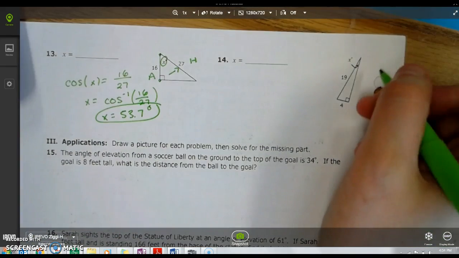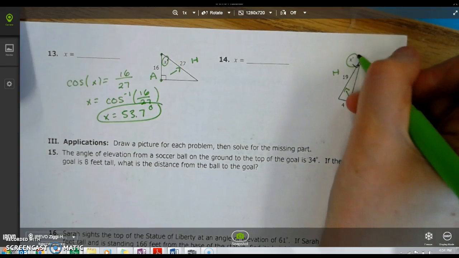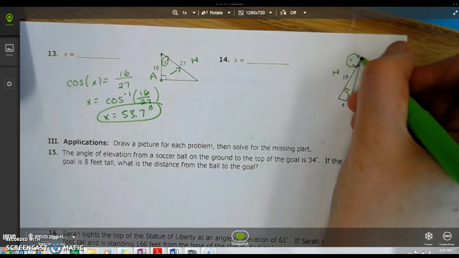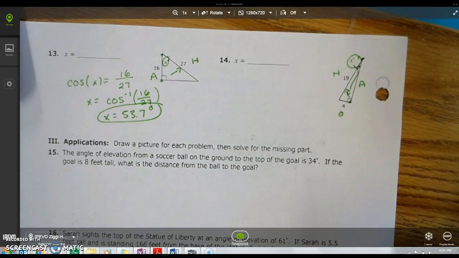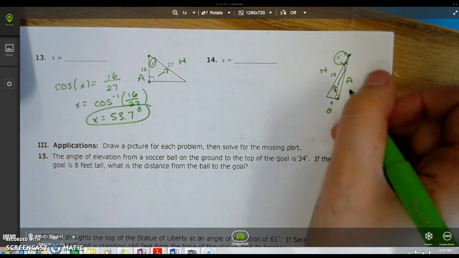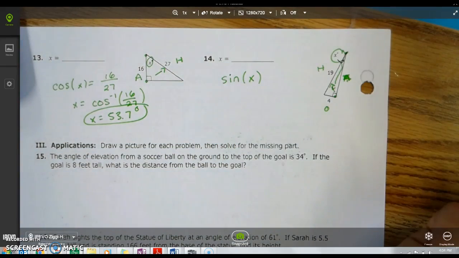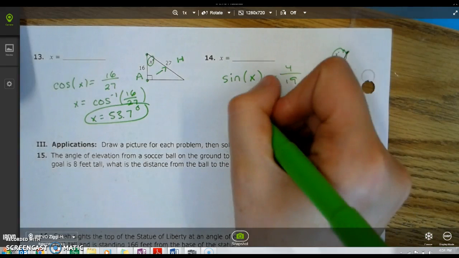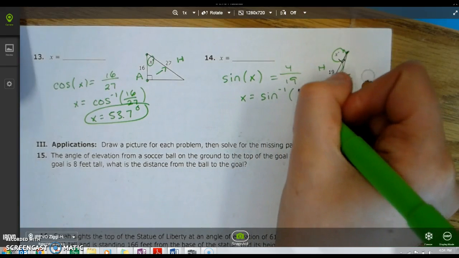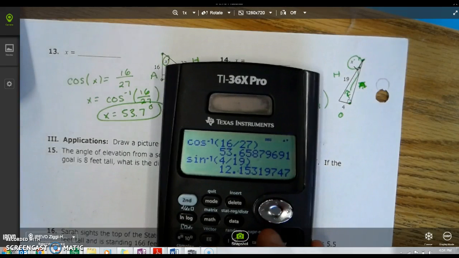Number 14. I have the hypotenuse. Come to my angle. This is one of those ones that's really hard to see. This is the adjacent, because this is that angle, right? So that makes this 4 down here the opposite. So I don't have adjacent, right? Opposite over hypotenuse is sine. X is still the angle. 4/19. Inverse, because I'm looking for the angle. Oh, sorry, there's a glare. 12.2.